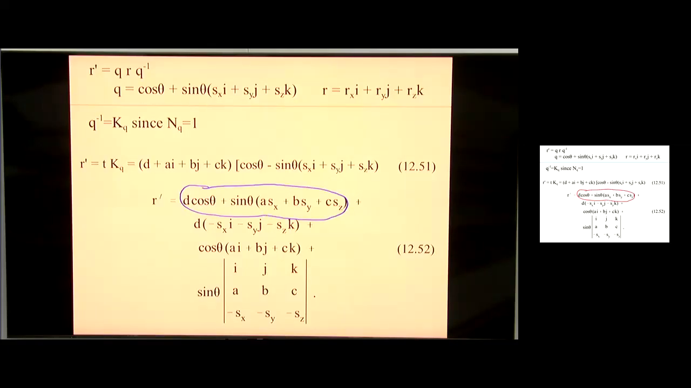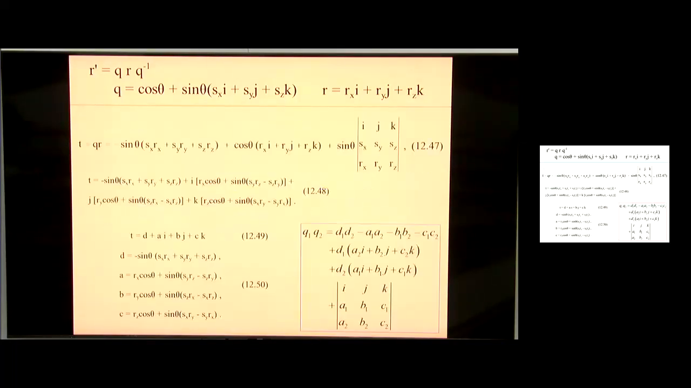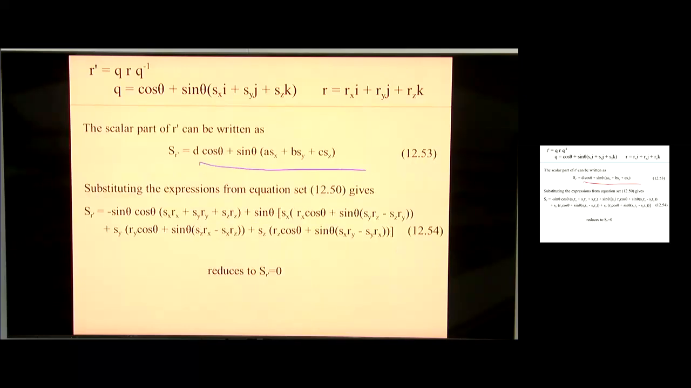All right, that's all the part times the quaternion 1. So let's look at that. I wrote that over here, and it says substituting the expressions from equation set 1250. If I go back, where was 1250? Remember when it was getting complicated, so we gave them names? I'm going to substitute this junk back into that scalar part of r prime. And although I'm not really showing all the steps, I got this result.